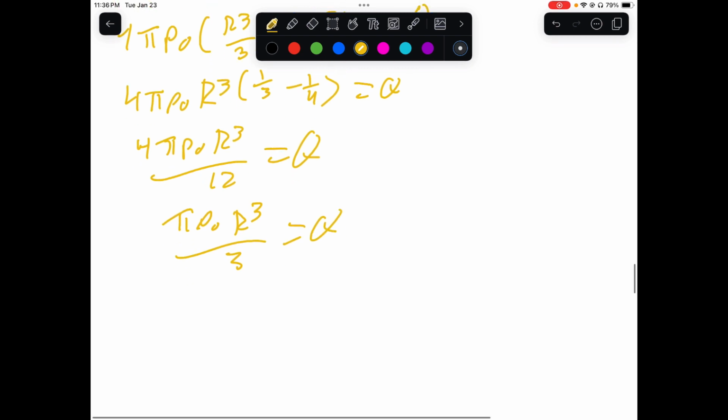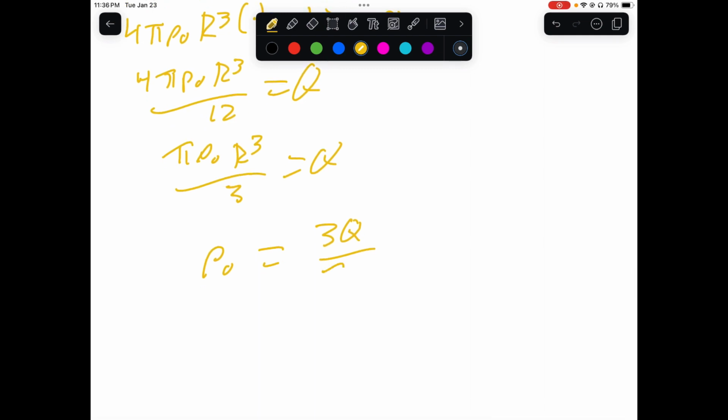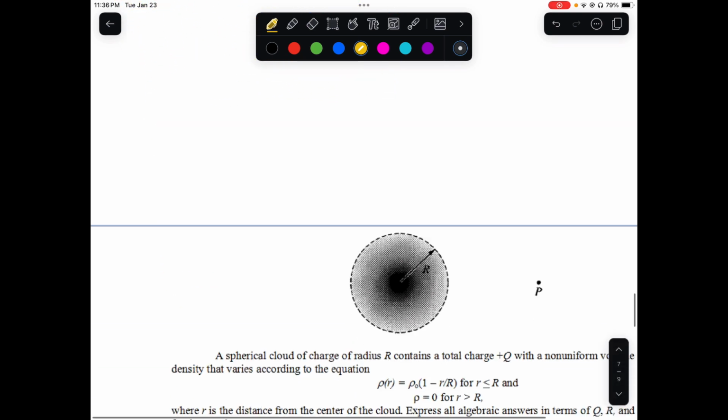Okay, and all this was done to derive an expression for rho naught. So rho naught, multiply over the 3, so 3q divided by pi times r to the third. There we go. We now have an expression for rho naught. Yay! Hopefully that's the end of the problem.